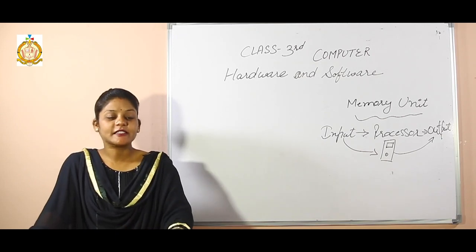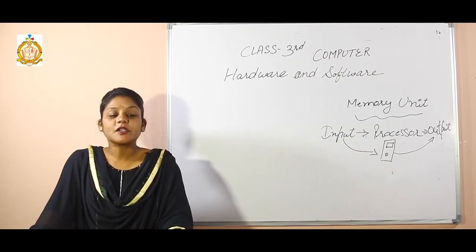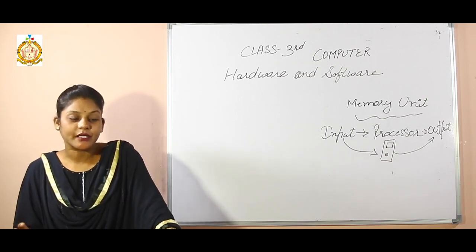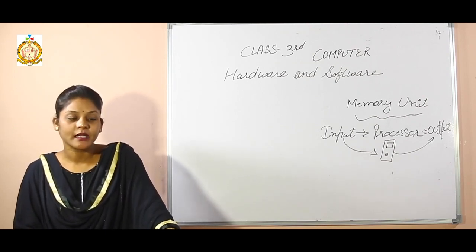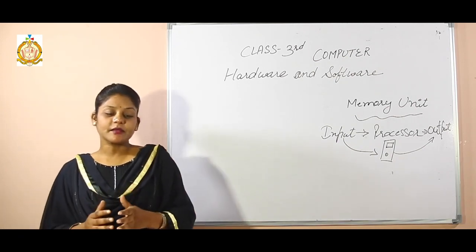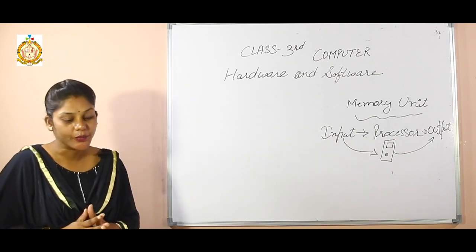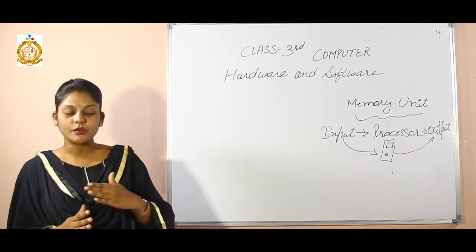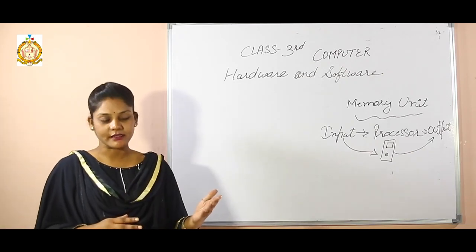Our next point is system software. System software is a type of software that controls and manages the overall activities of a computer system. Here are some points for operating system. The operating system is the first software which has to be installed on the computer, that acts as a bridge between the user and the computer system.